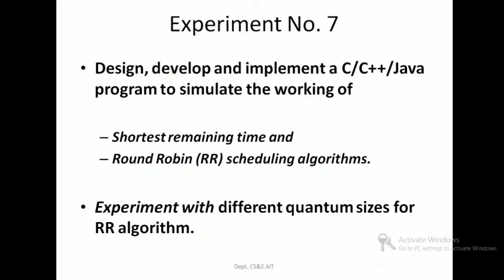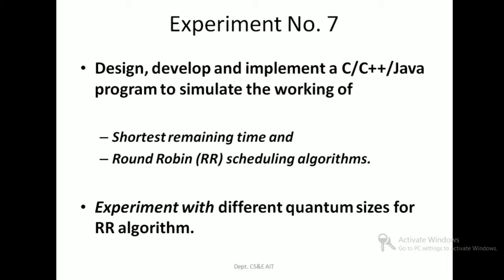So the very first program on your operating system, that is your experiment number 7, is a program on the concept of scheduling algorithms. There are various scheduling algorithms available, but the experiment covers the implementation of 2 scheduling algorithms, that is shortest remaining time and round robin. So we will take a detailed look at what shortest remaining time and round robin scheduling algorithms are all about. That would help you in designing a program.